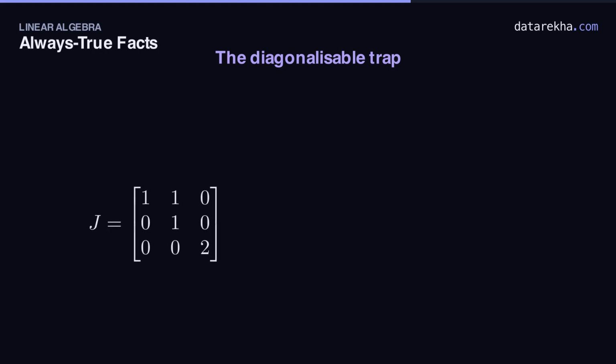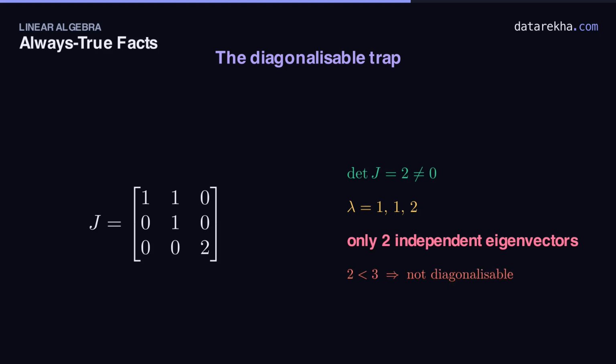Take J, upper triangular. Its determinant is 2, so it is firmly invertible. The green web is on. Its eigenvalues, read off the diagonal, are 1, 1, and 2. But solving for eigenvectors, the repeated value 1 hands back only a single direction, not 2. So J has just 2 independent eigenvectors, and it needs 3 to be diagonalizable. Invertible, yet not diagonalizable. The first claim is dead.